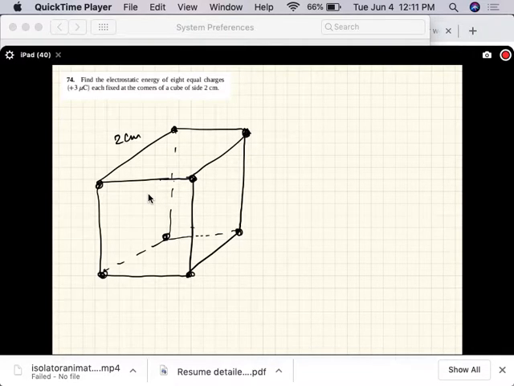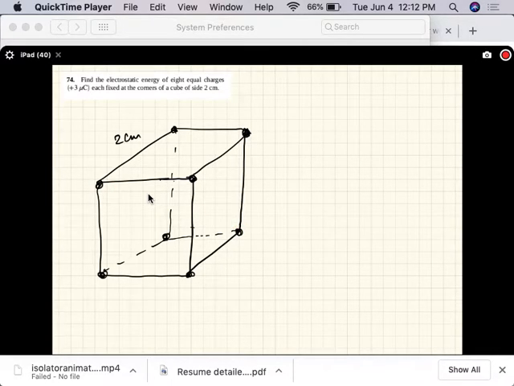Okay, so here's the problem. The electrostatic potential energy of 8 equal charges is between these pairs, these pairs, these pairs. Every independent pair, you have to calculate all of that. Now you'll need the following distances. Well, this distance is already given, but you'll need this diagonal distance and that diagonal distance.